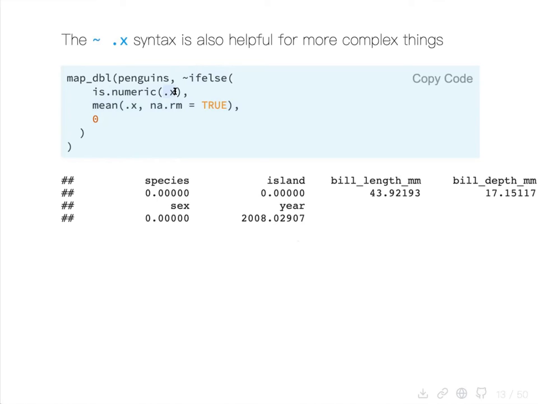Okay, and so this is, again, you could use a function call or whatever. You could call it whatever you wanted and insert that wherever the .x is. That's fine too. But the tilde is just a shortcut syntax that gives you this .x placeholder for the thing that you're looping through. Okay? Any questions on that?